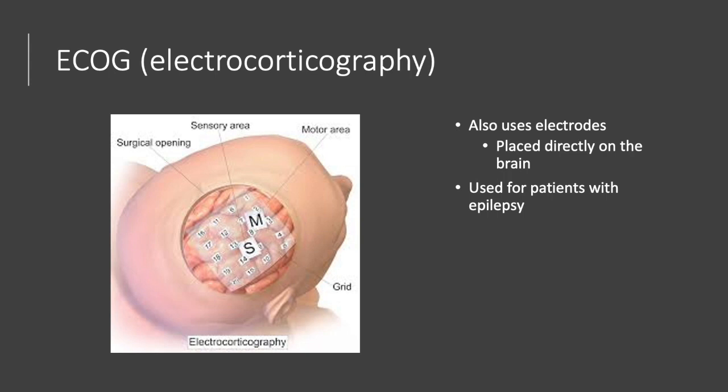These also use electrodes, except this time they're placed directly on the brain. That means we have to cut open the skull, making this much more invasive than EEG, where we just place the electrodes on the scalp. In fact, ECOG is only used in dire situations, such as when patients with severe epilepsy need part of their brain removed.